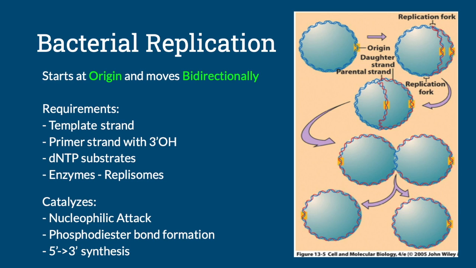Moving on to bacterial replication, the process starts after the necessary proteins bind at the origin. Then the replication fork will start to move bidirectionally. The requirements for the overall process are a primer strand with 3' hydroxyl ends, which carries out a nucleophilic attack on the incoming nucleoside triphosphate; dNTP substrates, which eventually form the base pairs adenine, thymine, guanine, and cytosine; and the enzymes, which we collectively call the replisome, which includes helicase, SSB, primase, and the DNA polymerase.